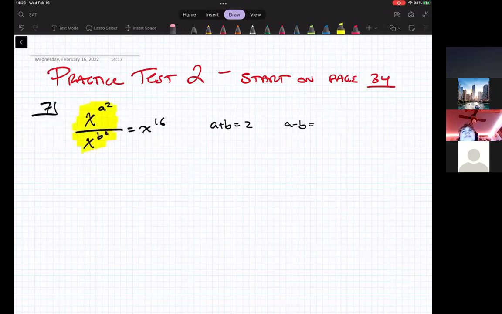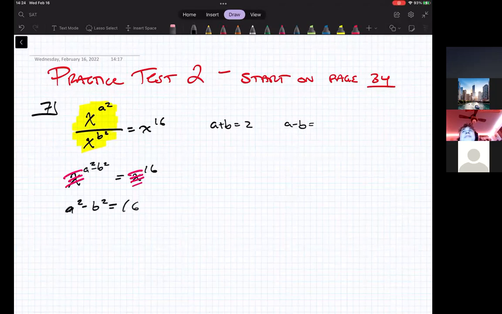In order to simplify this, you have to remember your properties of exponents. The property there is if you are dividing two x's, you have to subtract the exponents. So if I do that, I get x to the power of a squared minus b squared, and that's equal to x to the power of 16. Okay, you can quickly eliminate the x's. Then you're left with a squared minus b squared equals 16. Now you just have to remember, how do you deal with a squared minus b squared equals 16?